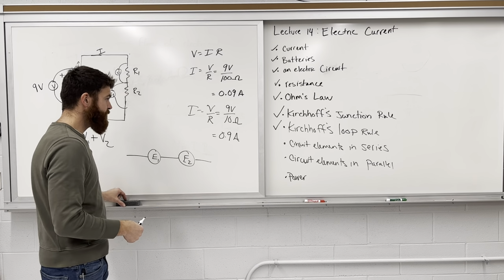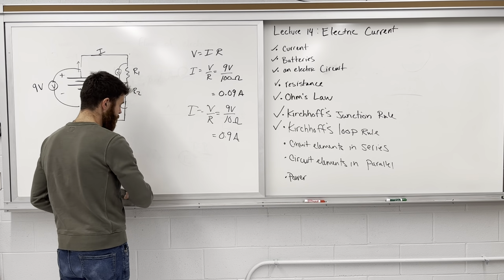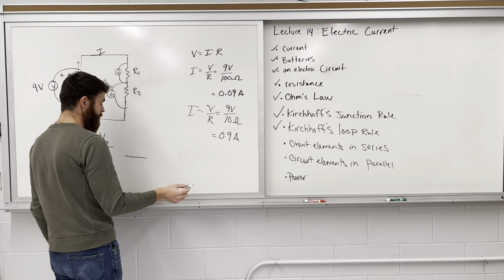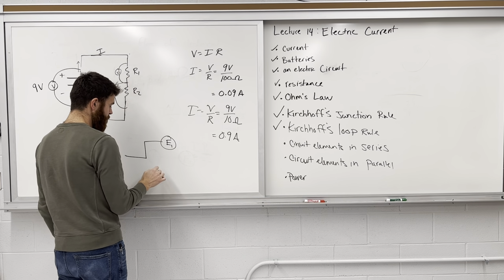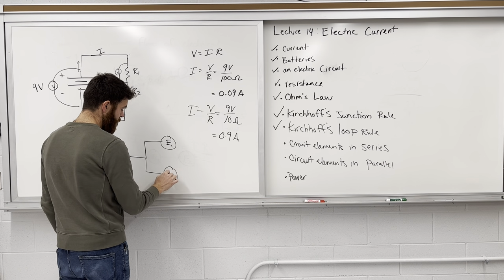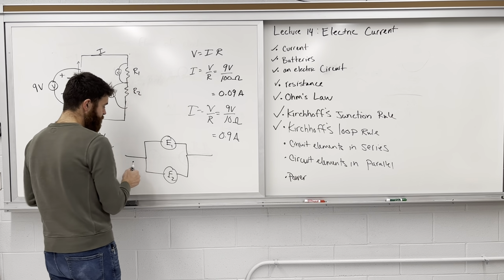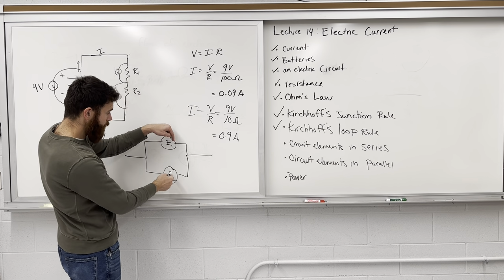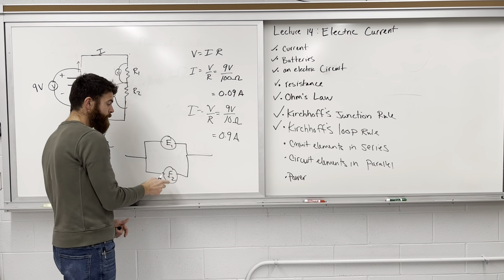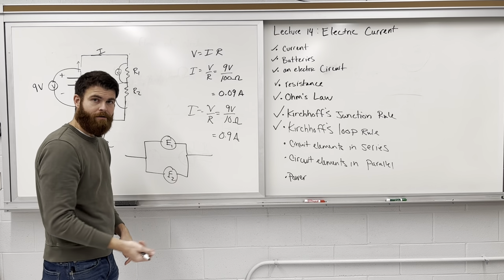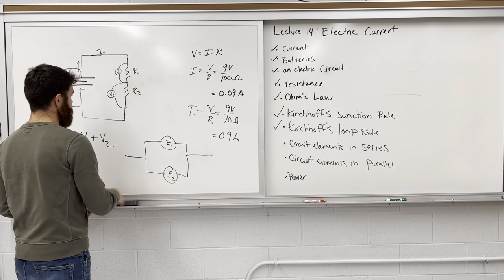That's in series. Where circuit elements in parallel, let's say you have a path that the electricity is flowing, and you have one branch, this is element one, and you have another branch, this is element two. So the electricity flows through E1 and E2 simultaneously, and it comes out. These two elements are said to be wired in parallel. So these resistors are wired in series.